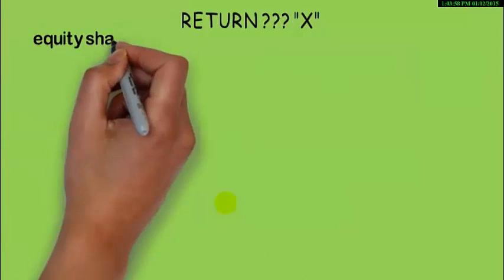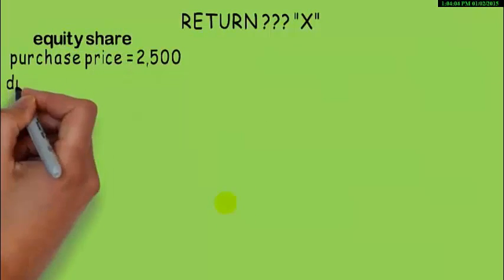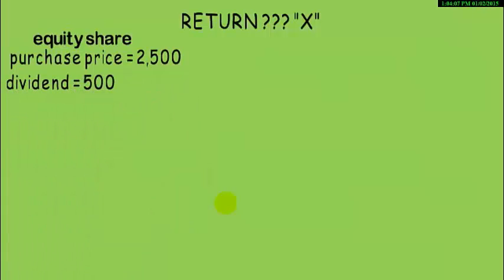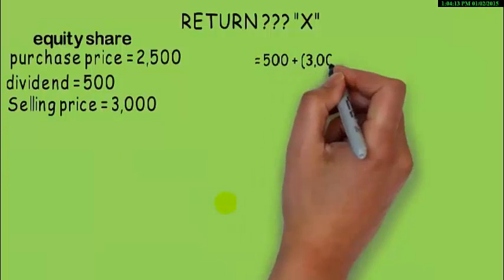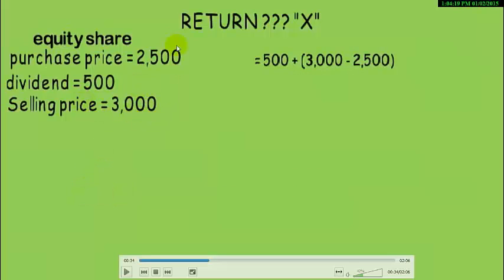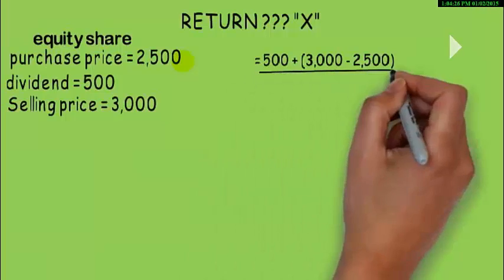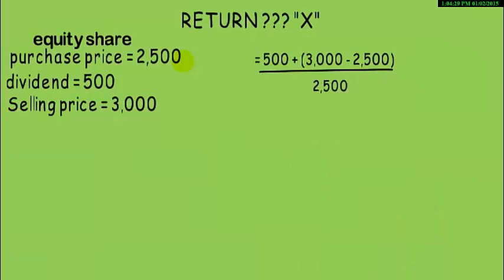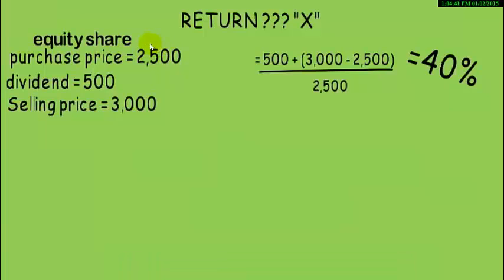Now if I talk about return from equity shares, it may be in two forms. The first is the dividend that I will be getting from the share, and the second is the capital gain when I sell that share at a higher price. So dividend plus capital gain, that is the difference of the selling price and the purchase price, is the return. When expressed in terms of percentage, that is divided by 2500 multiplied by 100, that is 40%, which is the expected return from this equity share with a purchase price of 2500.